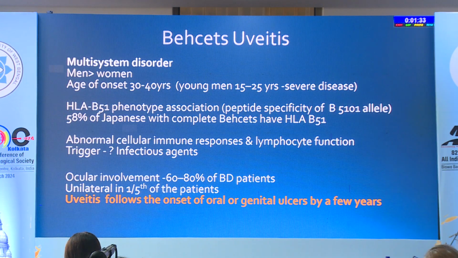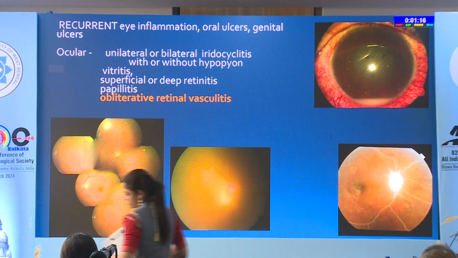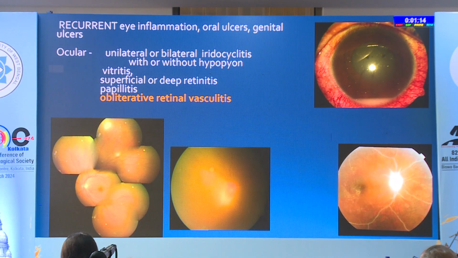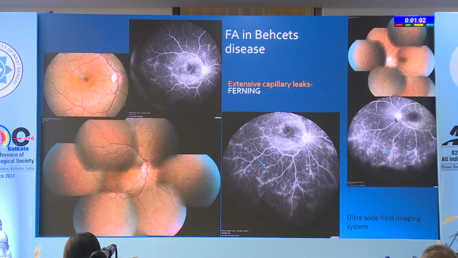Behçet's disease is common amongst the Japanese patients, with more than 58% of the Japanese patients having complete Behçet's with HLA-B51 positivity. What is important to remember is that the uveitis in Behçet's disease follows the onset of oral and genital ulcers by a few years. They present with bilateral iridocyclitis with or without hypopyon and vitritis, but they also have obliterative retinal vasculitis, which rapidly progresses to optic atrophy.